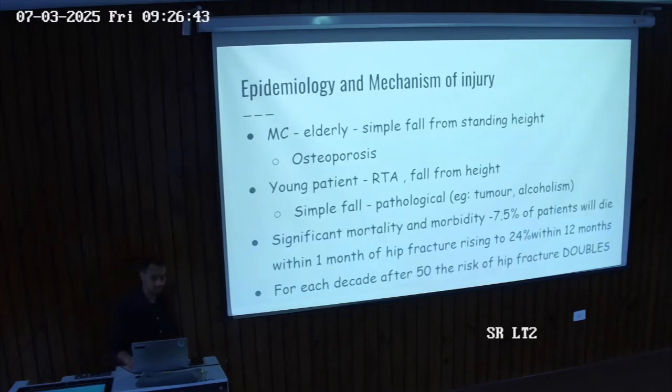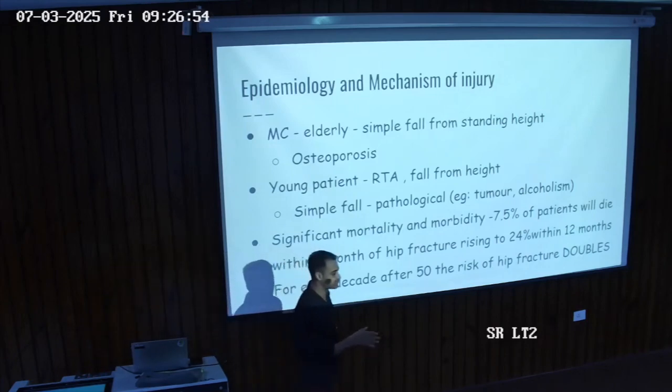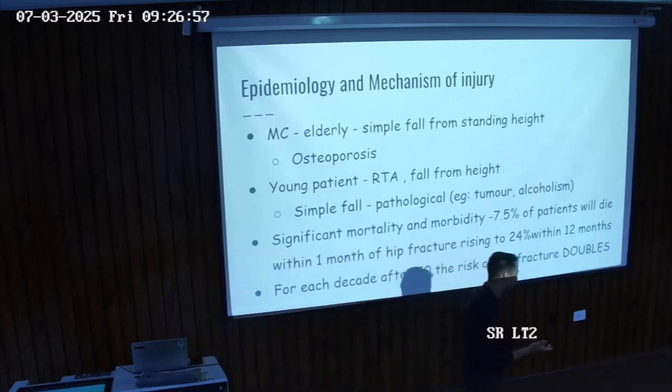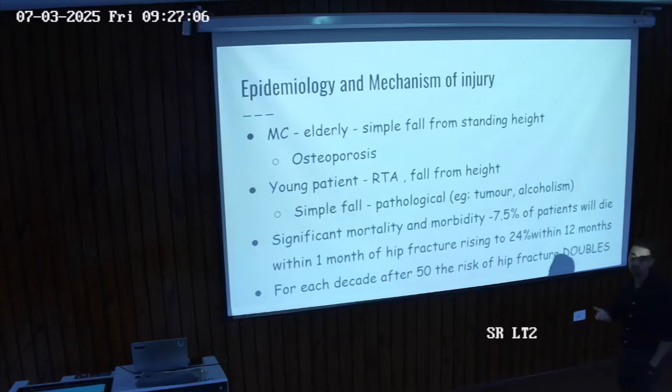Now how does this fracture happen? Simple fall. If a fracture is happening from a simple fall, will it be in a normal bone or pathological bone? Pathological bone. So the most common pathology happening here is osteoporosis. It happens in elderly ladies also. Yes, basically elderly. Elderly is the word. So these are the fractures of elderly people.